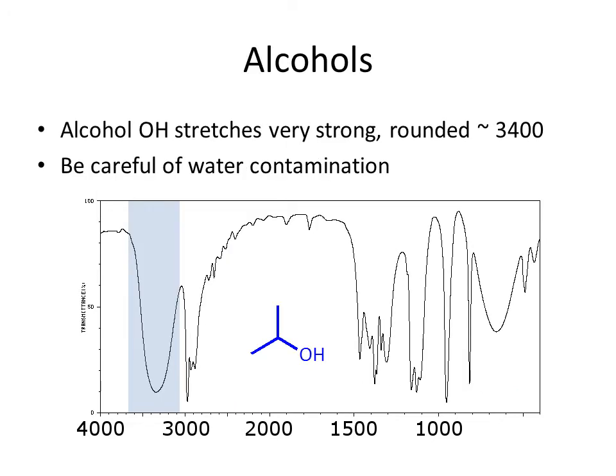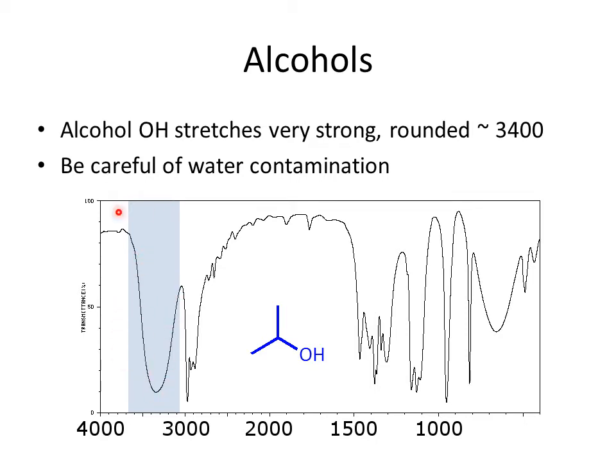Alcohols. If I have a molecule with an OH in it, the OH, the oxygen-hydrogen bond, has a very obvious stretch. Around 3300, maybe 3200, maybe 3400, depending on the molecule, we see a very strong signal. And it's also kind of obvious, it's rounded. When we look at alcohols, it's going to be really easy to see them. Anytime we see an OH, we'll see a very strong signal in this region.